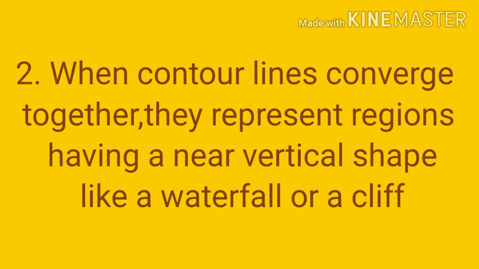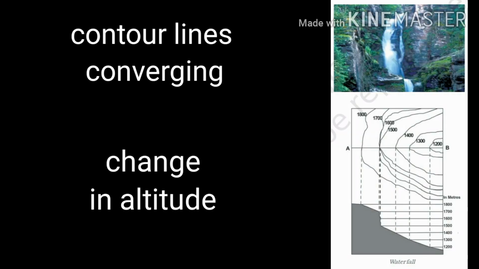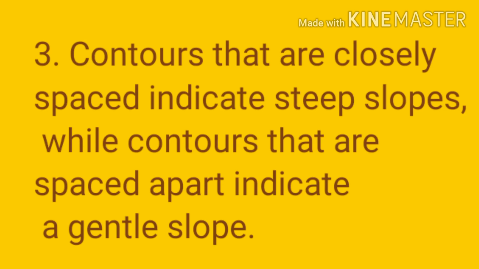Second feature: when contour lines converge together, they represent regions having a near vertical shape like a waterfall or a cliff. When rivers flow through a mountainous region, if there is a sudden drop in altitude, water will fall from high altitude to low altitude. That is also represented by the convergence of different contour lines.